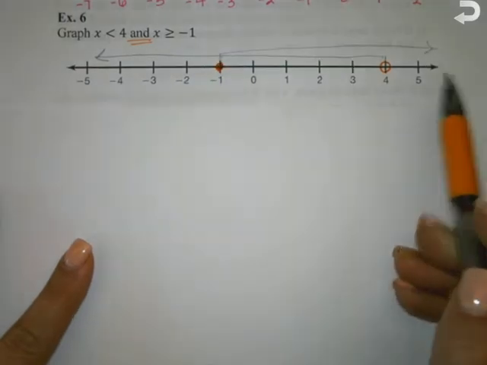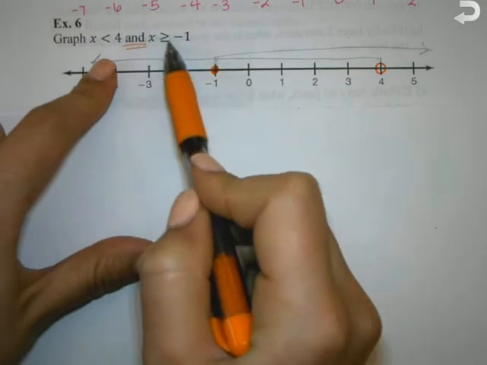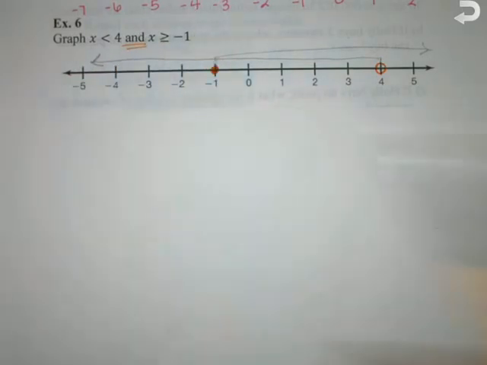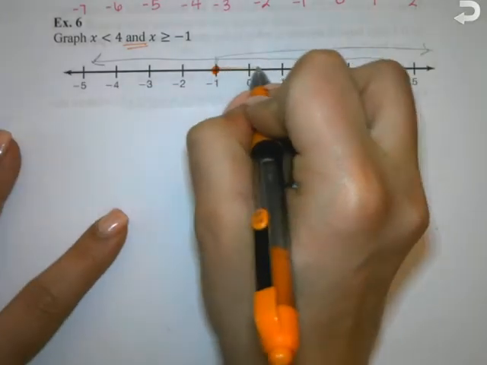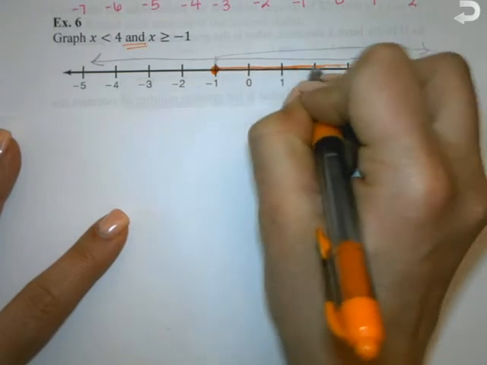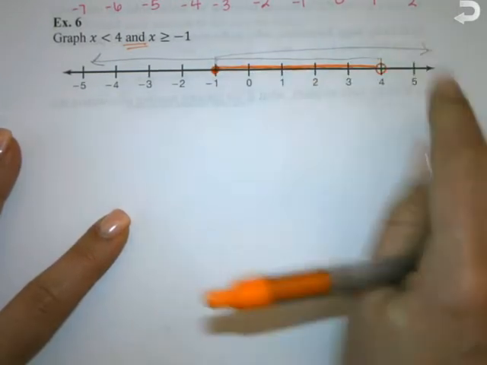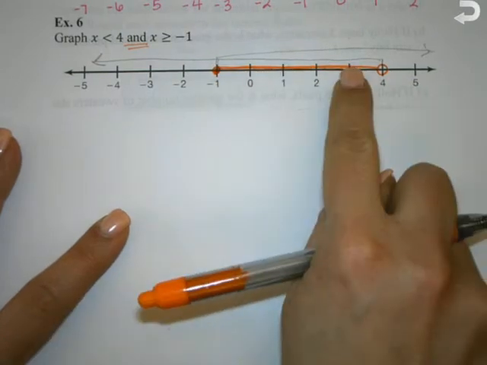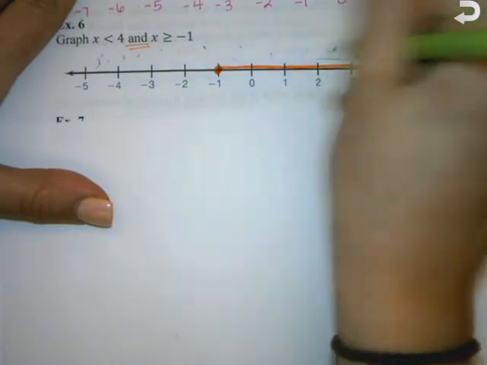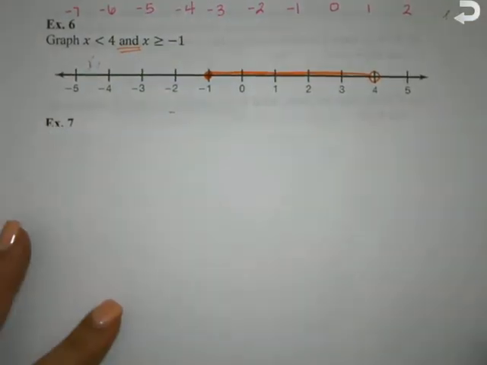My answer has to be less than 4 and also greater than or equal to -1. So where would my answer lie? In between the two. So your answer is actually the line in between the two endpoints. Because your x's have to be less than 4 and also greater than -1. So everything beyond the endpoint doesn't satisfy half of the question. So it's just the stuff in between.